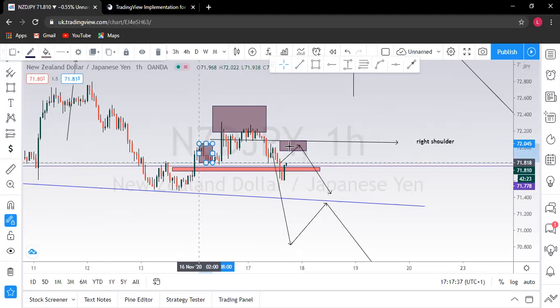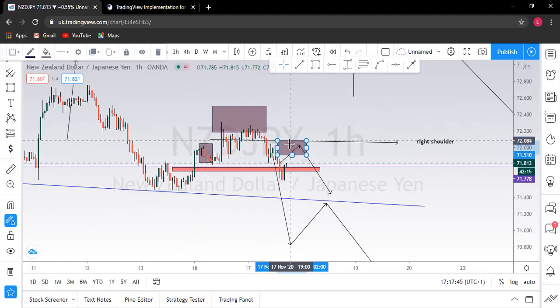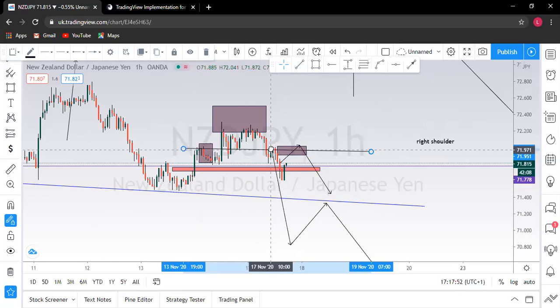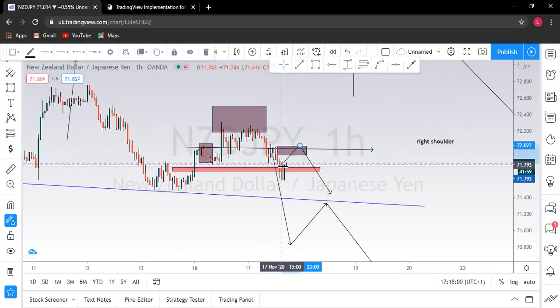So we are expecting the formation of the right shoulder somewhere here too, so as to make equal length with this our left shoulder. So meaning that we're expecting it somewhere here. So we expect this NZDJPY to actually go like that. So this is the neckline. Shift it a little bit up.